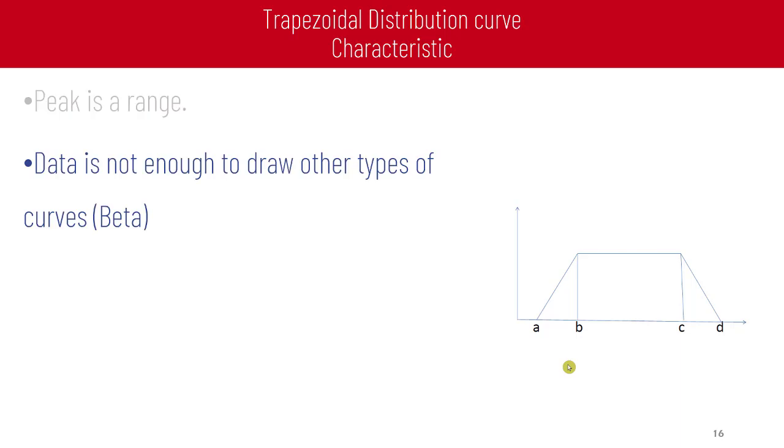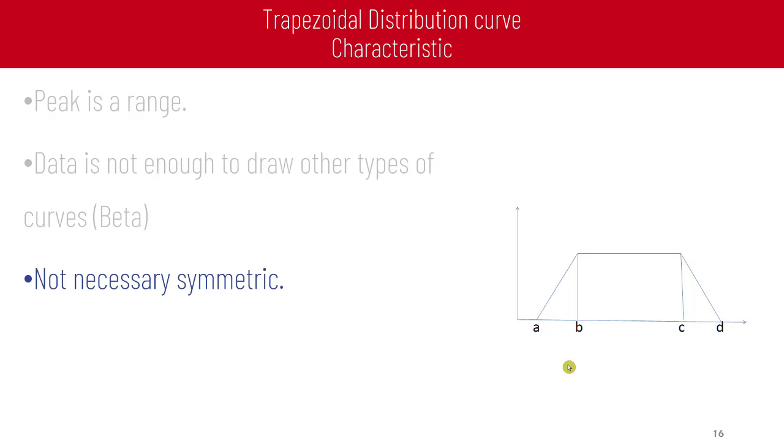Trapezoidal distribution curve. A characteristic is that the peak is a range. The peak of the curve is a range between point B and point C. If data is not enough to draw other types of curves, we can draw a trapezoidal instead of drawing the beta or normal curve. Not necessarily symmetric.